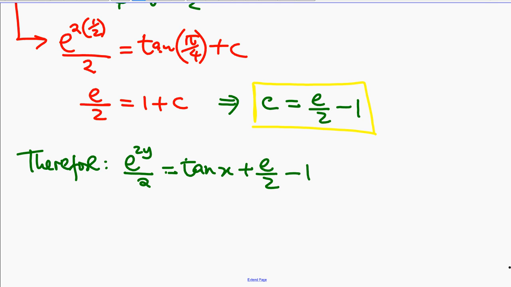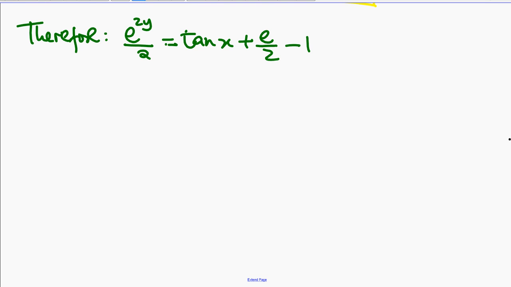And to do that, what I'm going to do is take the logarithm of both sides. Actually, before I take ln, let me multiply both sides by 2. So if I multiply both sides by 2, I'll end up with e to the power 2y equal to 2 tan x plus e minus 2. Okay, and now what I'm going to do is take ln of both sides.